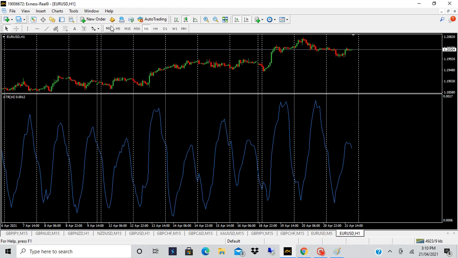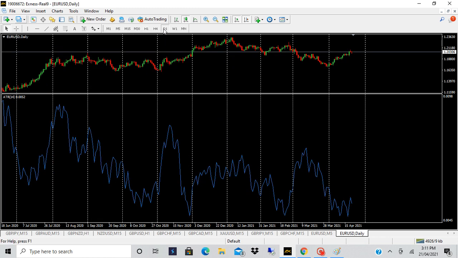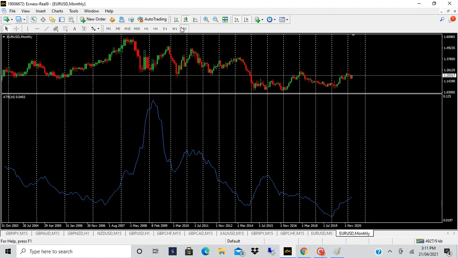So I do not use the figure on the M1, 5, 15, 30 or H1 or H4. No, in my trading strategy I use it from the daily, the weekly and the monthly. So if I enter a trade and I'm only trading for the day, this is just me, I use the daily ATR average on a currency pair, and it works for any currency pair, right? So on the monthly, let's go to the monthly.